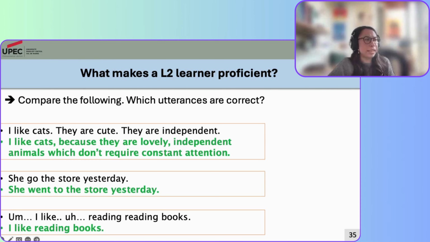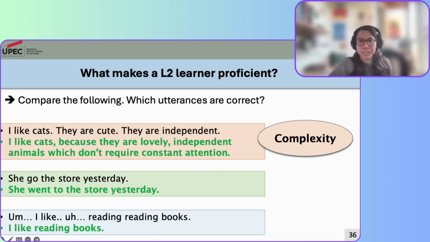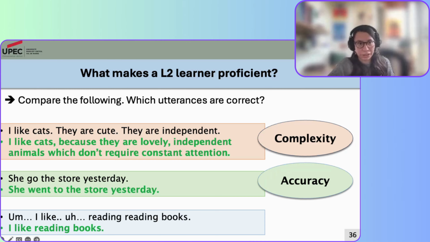In the first case, it's not so much that it's ungrammatical, right? "I like cats, they're cute, they're independent" is not ungrammatical, but it lacks complexity. So that's one dimension of proficiency: complexity. If you look at the second example, it's just wrong from a grammatical point of view. It's not the correct tense, not the correct form, so it's not accurate. So that's the notion of accuracy.